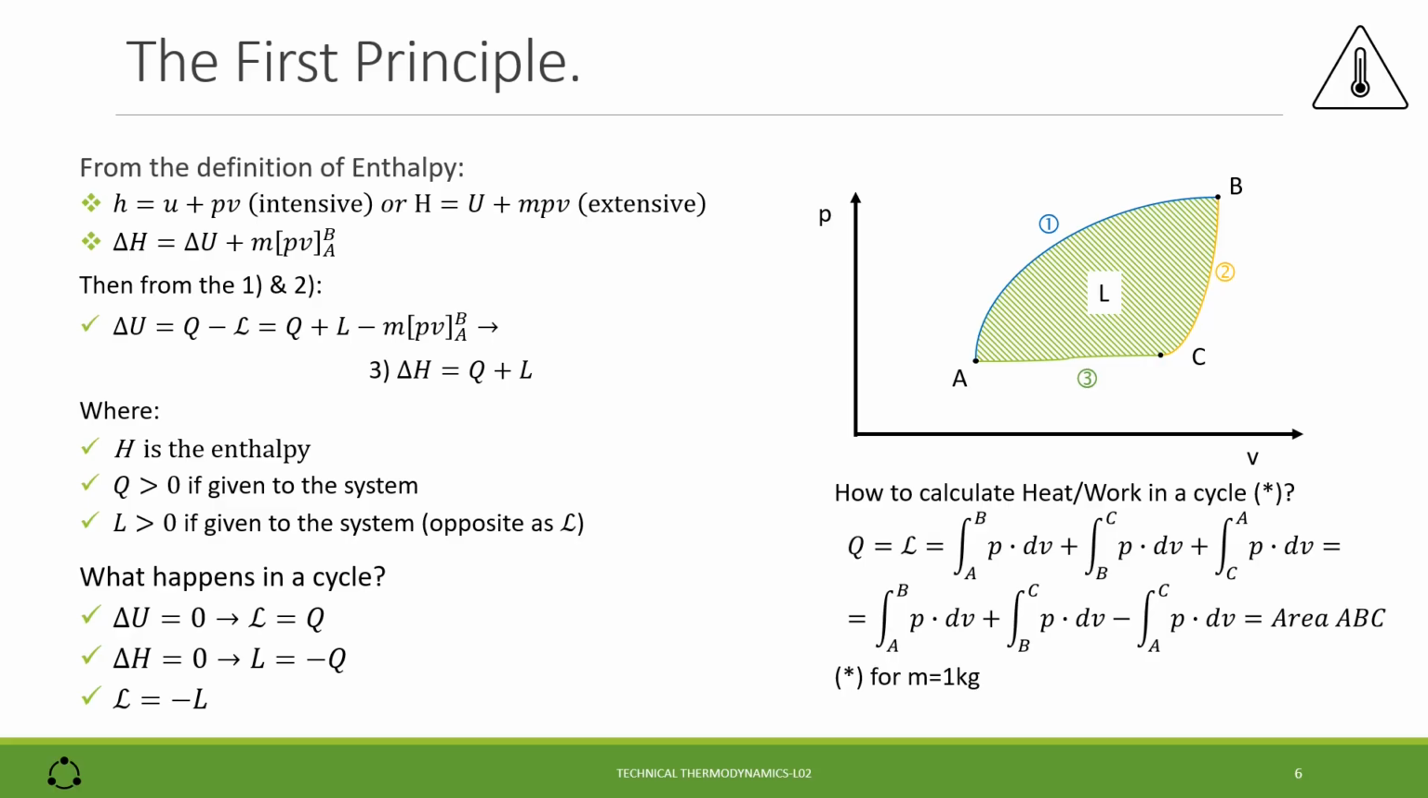We discovered that to calculate the heat or the work in a cycle represented by the diagram PV, it is enough to calculate the area enclosed by the cycle.